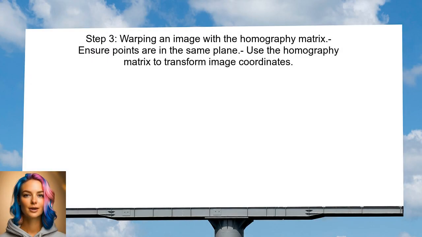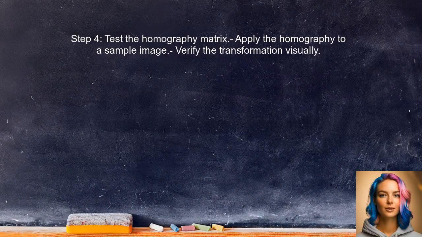Now, if the user wants to warp an image using the homography matrix, they should ensure that the points being transformed are in the same plane. If not, they may need to adjust their approach. Finally, the user should test the homography matrix by applying it to a sample image. This will help verify that the transformation behaves as expected.